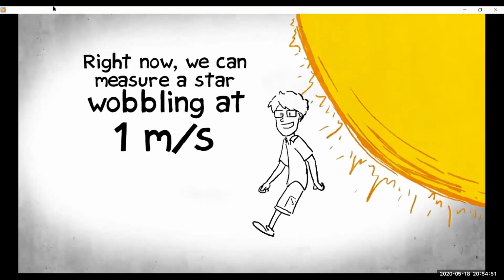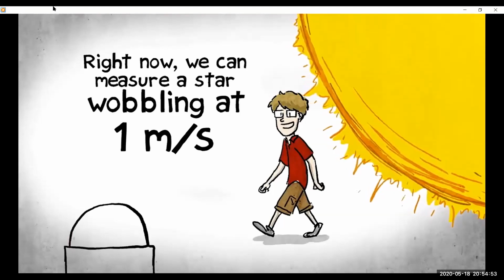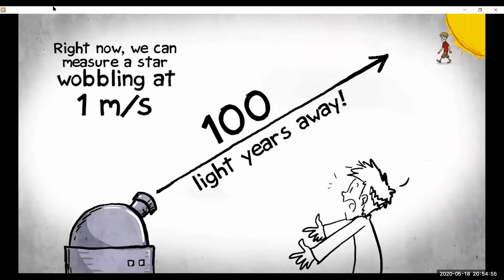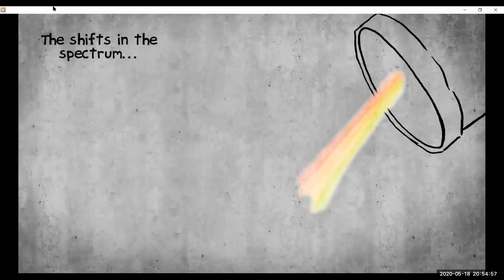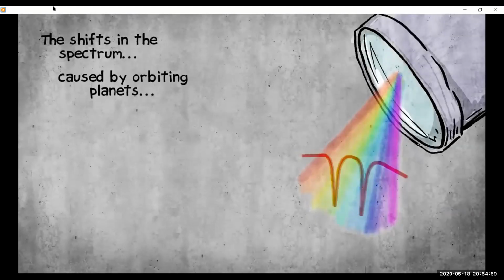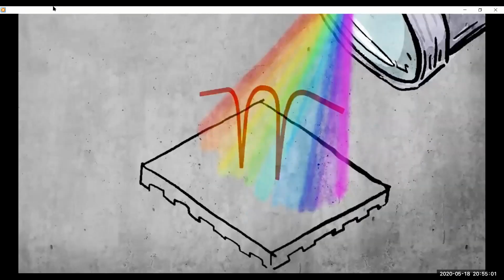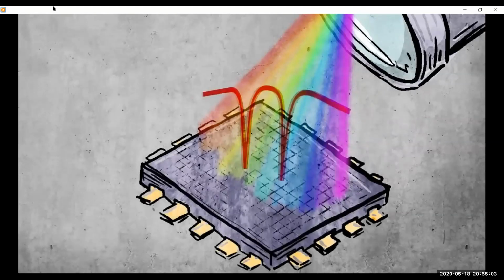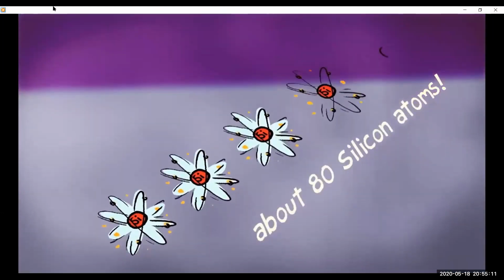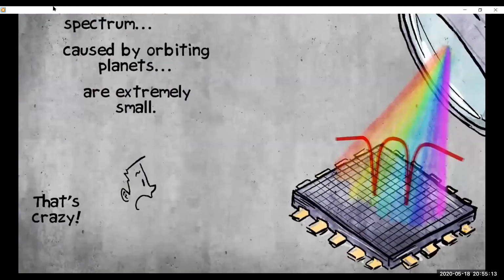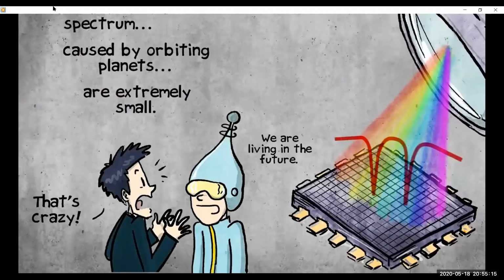And right now we can do like 1 meter per second, which is walking speed, which is really slow. It's 100 light years away. The shifts that we're talking about for these planets are extremely small. We're sampling this with a little CCD detector like the one in your camera phone. So we're watching the line shift by about 100th of a pixel, which is about the same size of 80 silicon atoms lined up end to end. That's crazy. Yes. We are living in the future.